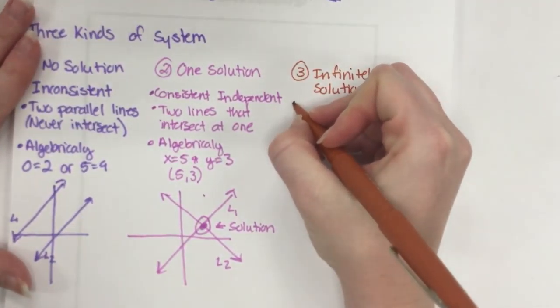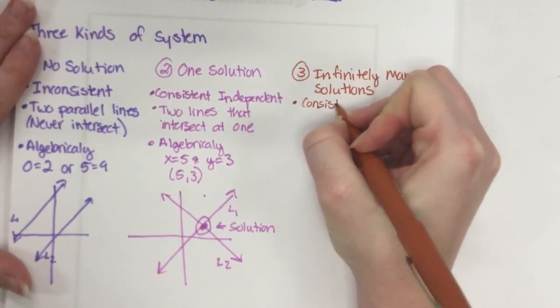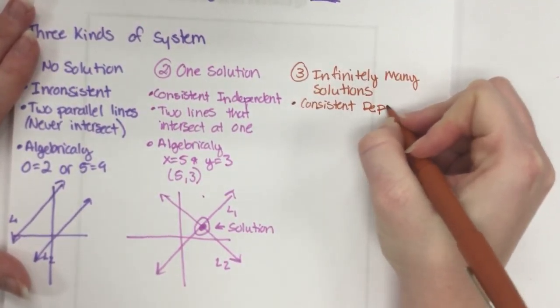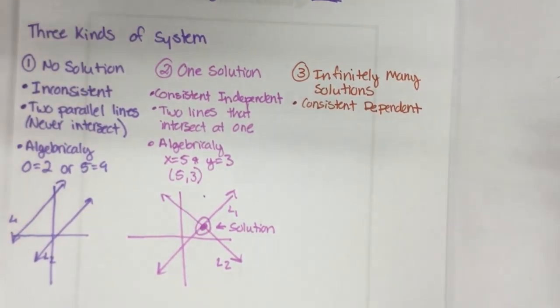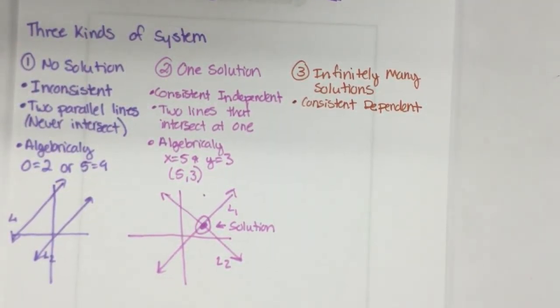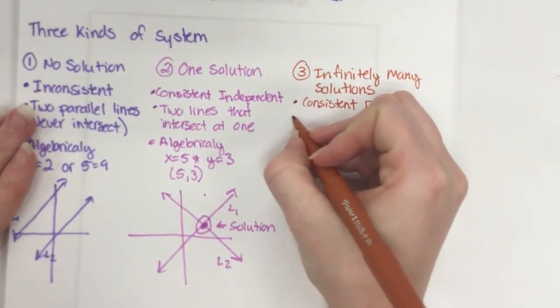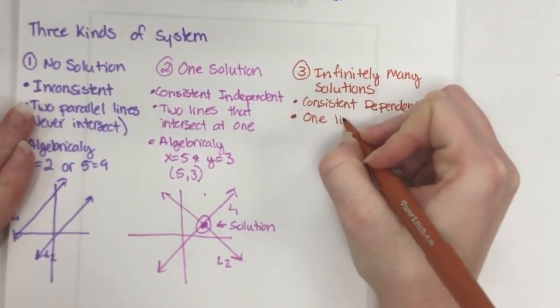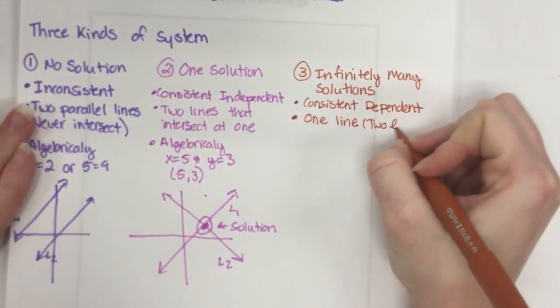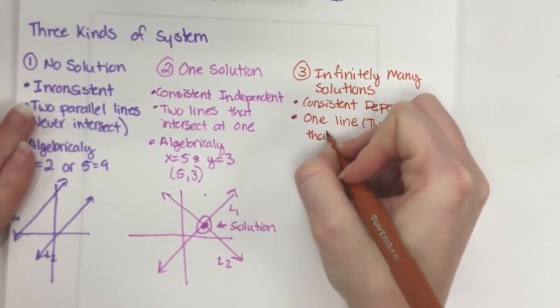All right, and then the last case is infinitely many solutions. The fancy name for this is consistent dependent. If you are dependent, you depend upon something else. If I depend upon something else, I'm going to fully depend on them for everything I need. Hopefully that clicks: if it's everything, it includes everything, so it's infinitely many. That's how I try to remember that infinitely many is consistent dependent. What this looks like on the graph is really weird. It looks like one line, but in reality, it's two lines that are the same line.